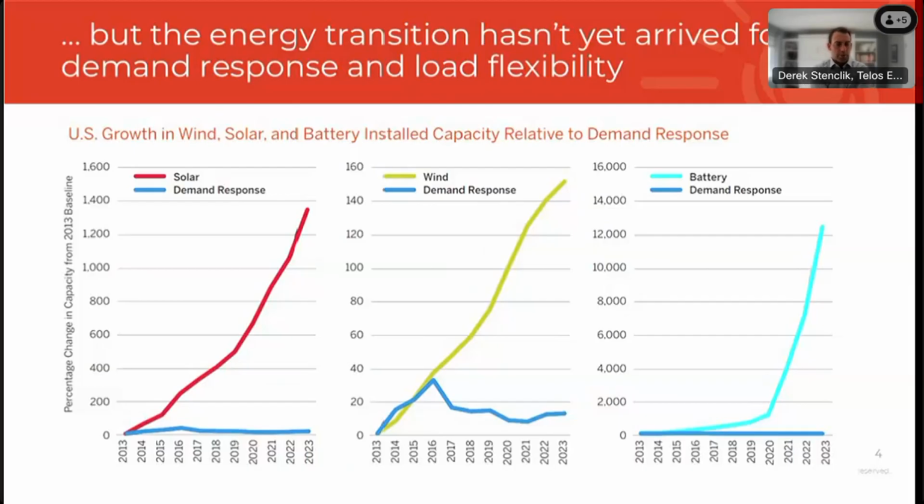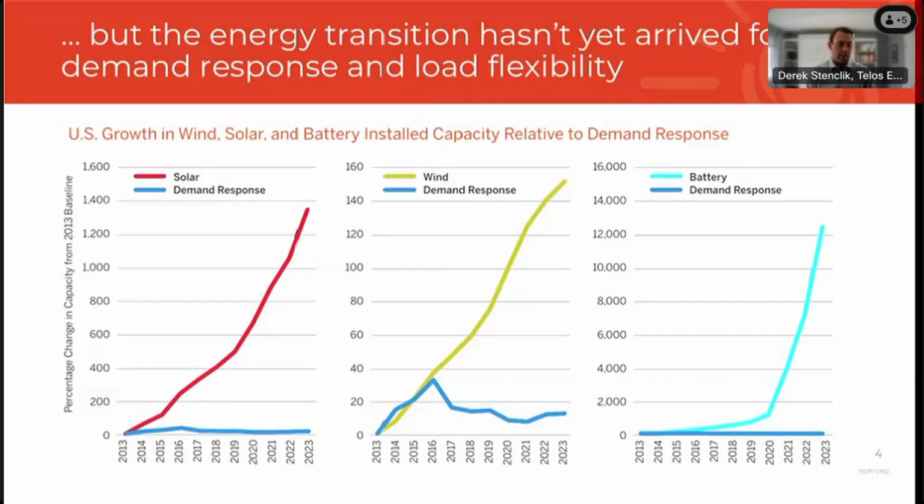We start the report with a little bit of background around putting the energy transition in perspective. A lot of the literature, a lot of the research shows that demand flexibility or load flexibility is going to be a really critical component of the energy transition. But when you compare the growth of load flexibility relative to other aspects, basically the generation side of that energy transition, you can see it pales in comparison.